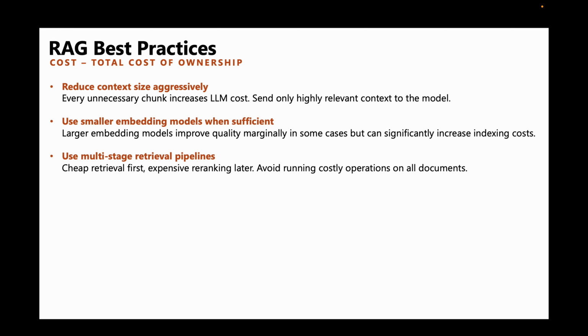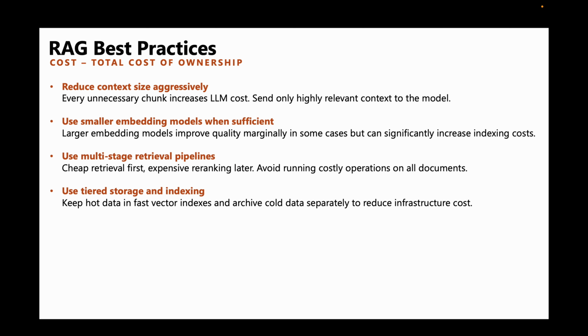Third guidance is to use multi-stage retrieval pipelines by using re-ranking models. A common pattern is to use inexpensive retrieval methods to first narrow down the candidate sets and then apply more expensive re-ranking models to top results. This avoids applying costly operations such as calling a large language model for re-ranking across the entire dataset.